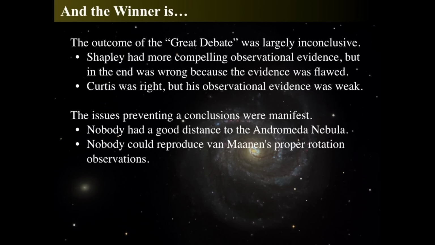It was flawed. And Curtis ended up being right, but his observational evidence was weak, as he said, just look at this thing, it's edge on, and if it's edge on, it could be that. Well, lots of things can be edge on, so it just didn't hold water because it wasn't compelling and excluding. So the observational evidence that Curtis chose did not exclude other ideas. So it was still inconclusive, but the big problem was nobody had a good distance to the Andromeda Nebula, and no one could reproduce van Maanen's proper motion of M101. Nobody could. Hint, because it's so far away, nobody ever would. So it was a mistaken observation, so darn him.